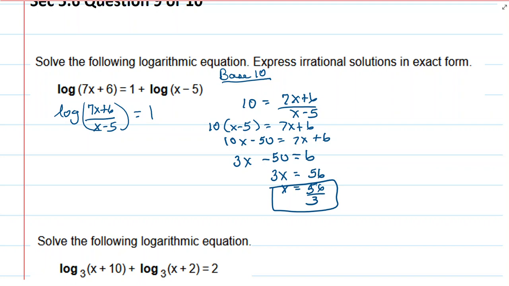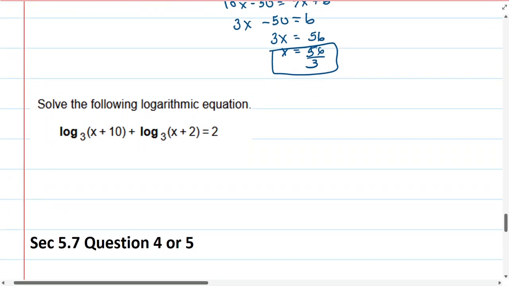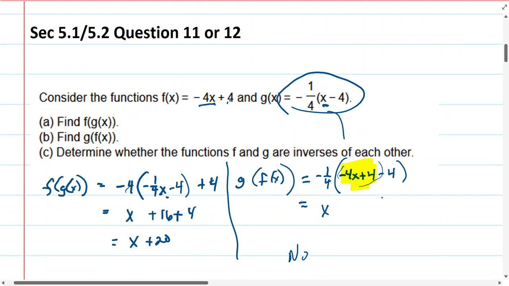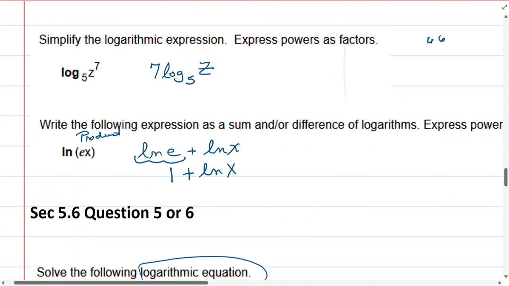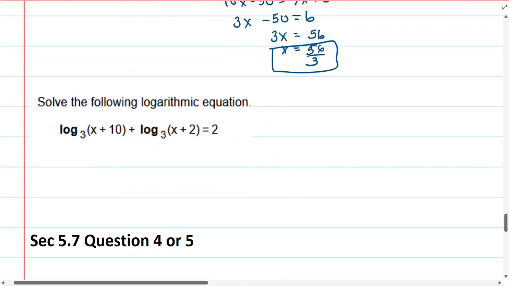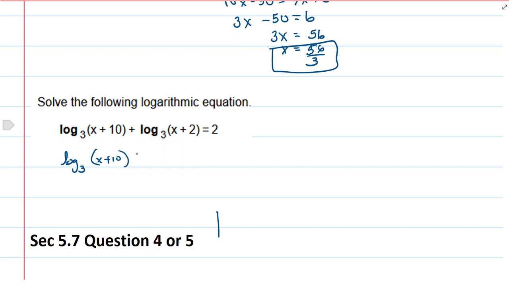This one, that one was a base 10. This next one, we're going to take care of that. Sorry. Yeah. Let me write small. Log base 3, and it's a product rule. All right, I'm going to convert it. Oh, sorry about that.